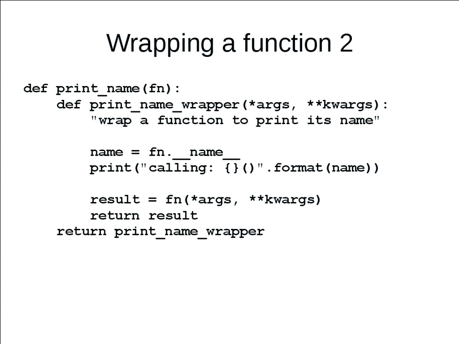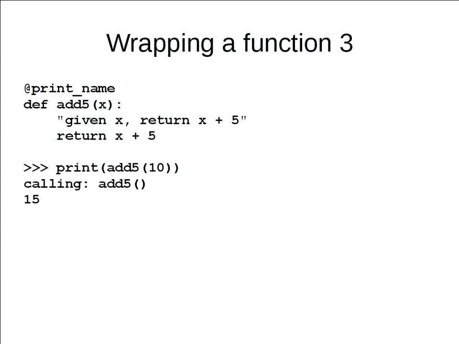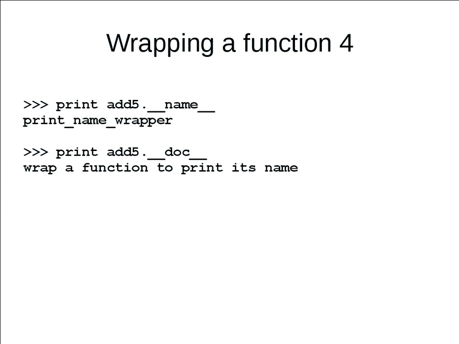If you look here, I've gone back: print name wrapper is the name of the wrapper, and it has a doc string that says we're going to wrap a function to print its name. After we used this decorator, we made a new function object that wrapped add5, and now the dunder name and dunder doc are no longer correct. When we look at them, the dunder name is print name wrapper, and the dunder doc is the doc string of that wrapper function. Well, that's not elegant. That's not pretty. Let's fix this.